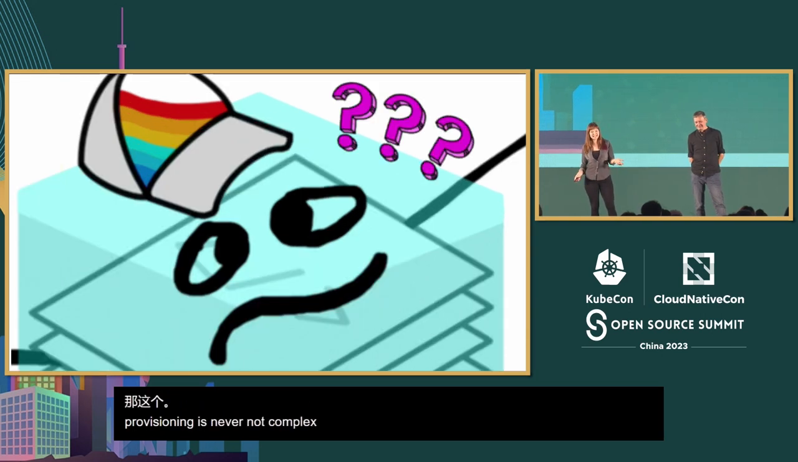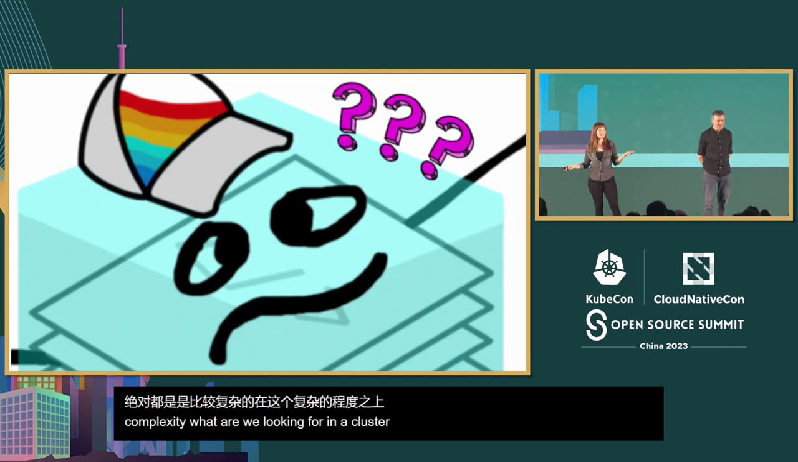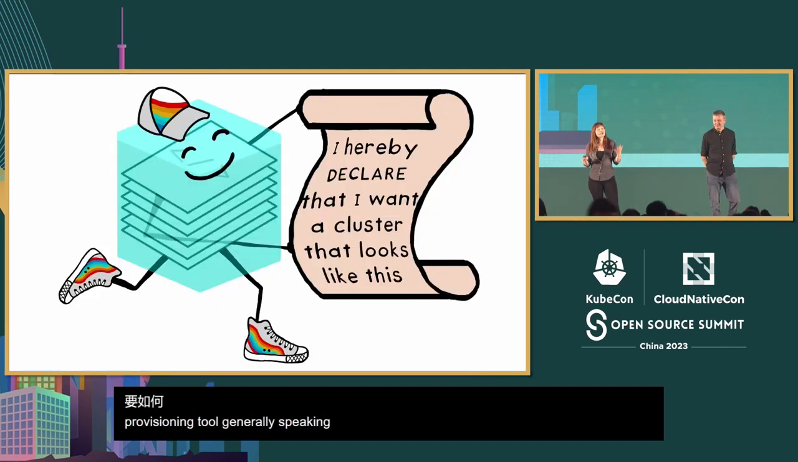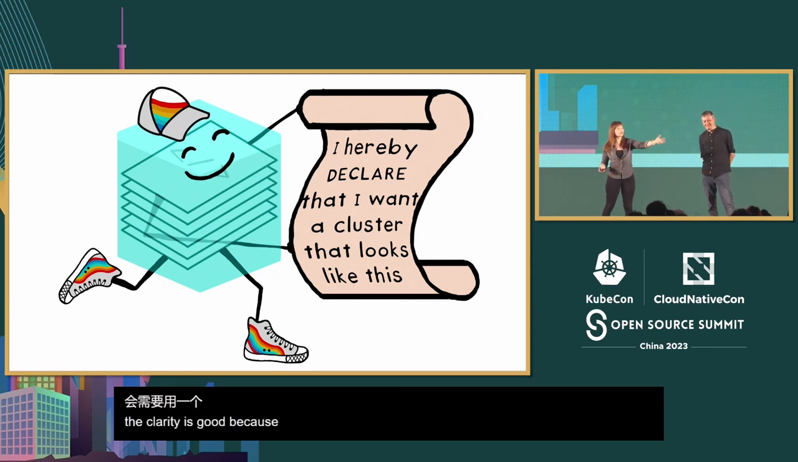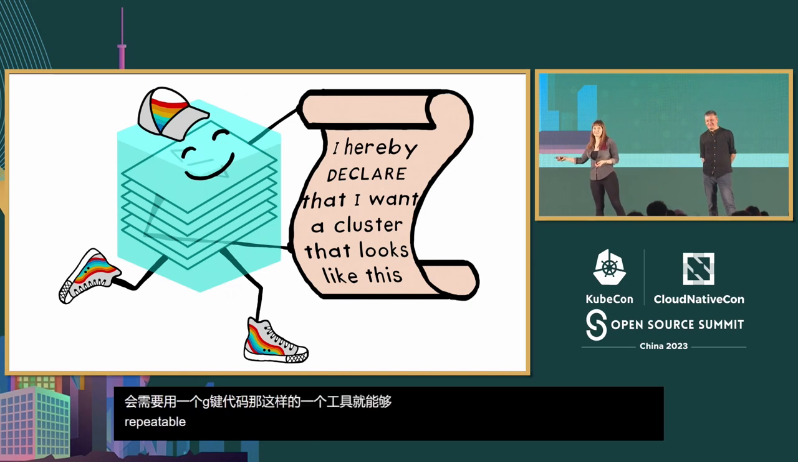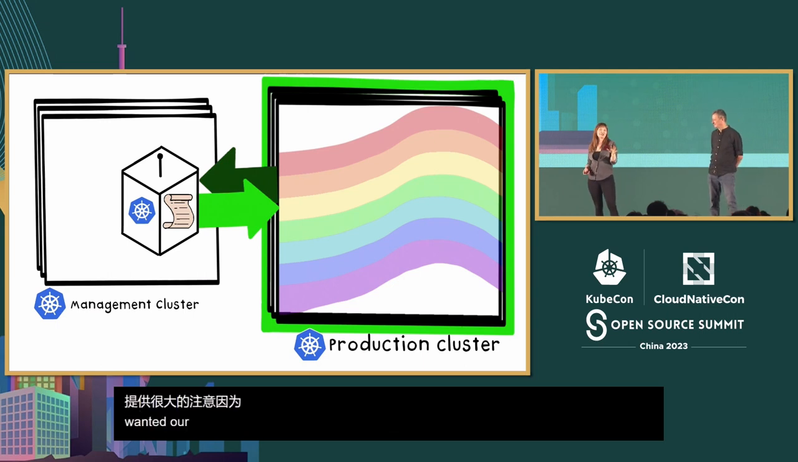So given this complexity, what are we looking for in a cluster provisioning tool, generally speaking? We want our tool to provide abstractions so that we can describe the cluster declaratively. So we want to use infrastructure as code. Declarative is good because it can be source controlled and versioned, but also because it's repeatable and it can scale. But more specifically, we wanted our production cluster to be described using Kubernetes resources.